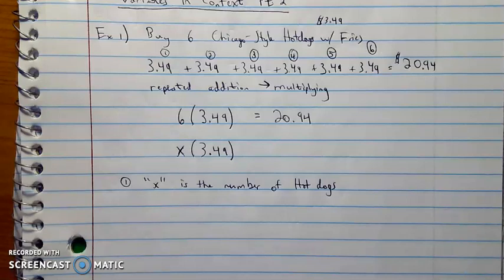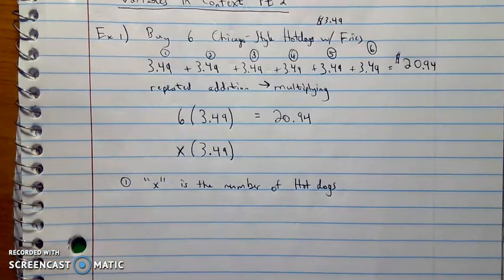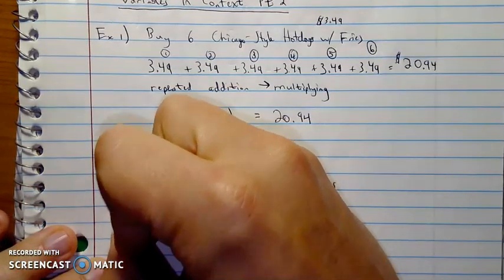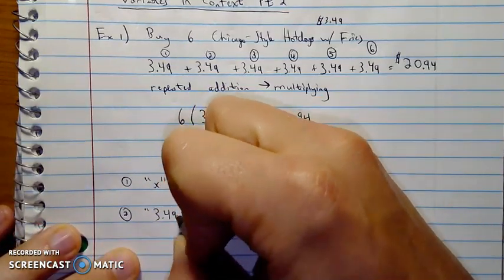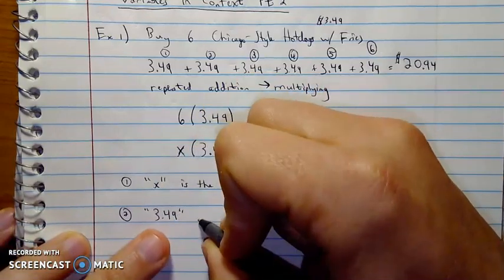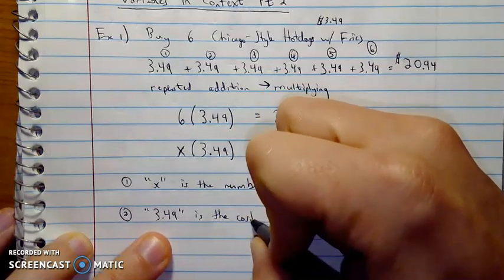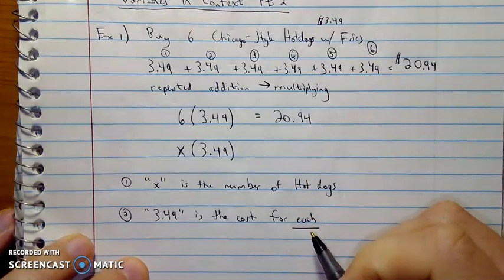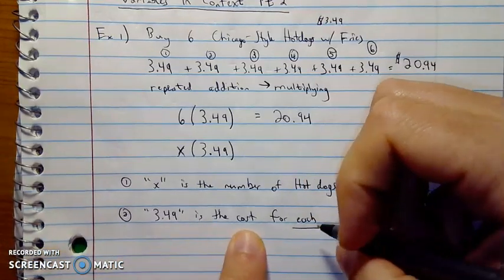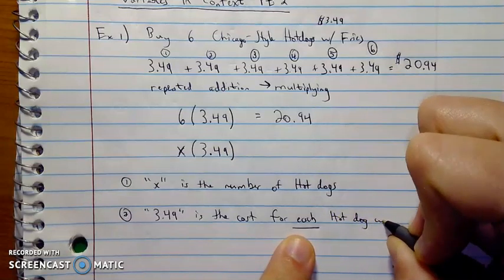You can be more specific. You say X is the number of Chicago-style hot dogs with fries that we're buying. But basically, we just need to know that X is that number of thing that we're buying. The second thing we want to interpret is, what does that 3.49 represent? $3.49 is the cost for each. Underline that word each. $3.49 is the cost for each hot dog. Let's just include with fries.